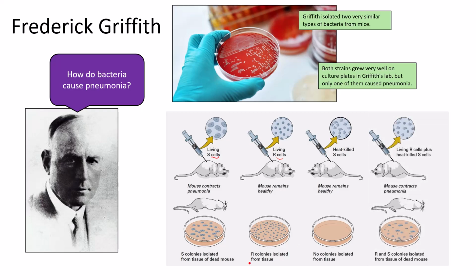When he took the heat-killed S and mixed it with living R, notice that the living R kept the mice healthy and the dead S kept the mice healthy. But when he mixed those together, living R and heat-killed S, and injected those into mice, presumably he thought that they would keep the mice healthy. They contracted pneumonia. It killed the mice. When he further investigated the bacteria that caused pneumonia in this mouse, he concluded that both R and S colonies were isolated, which means one of two things. Either the dead S came back to life, or the living R changed into the living S.